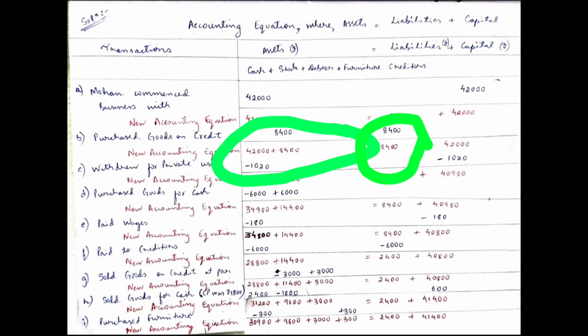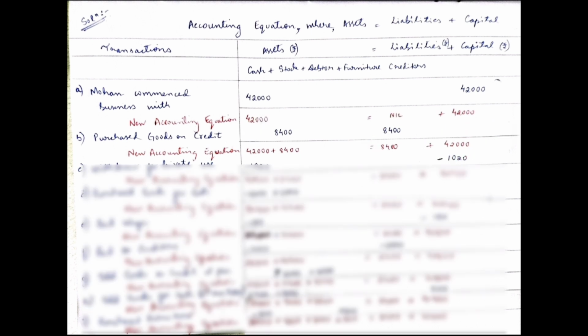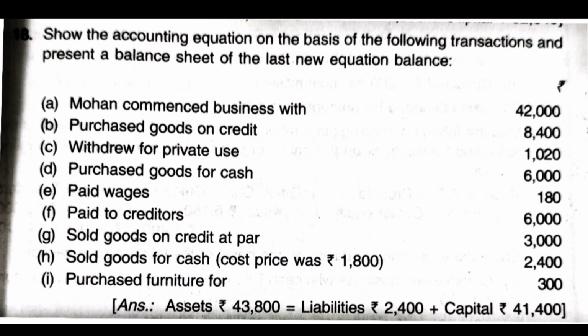plus capital 42,000. Now, if you see the new accounting equation, it is 42,000 plus 8,400 on our asset side, and on our liabilities side it is 8,400 plus 42,000. You see, assets is equal to liabilities plus capital. All right. The next business transaction is withdrew for private use.